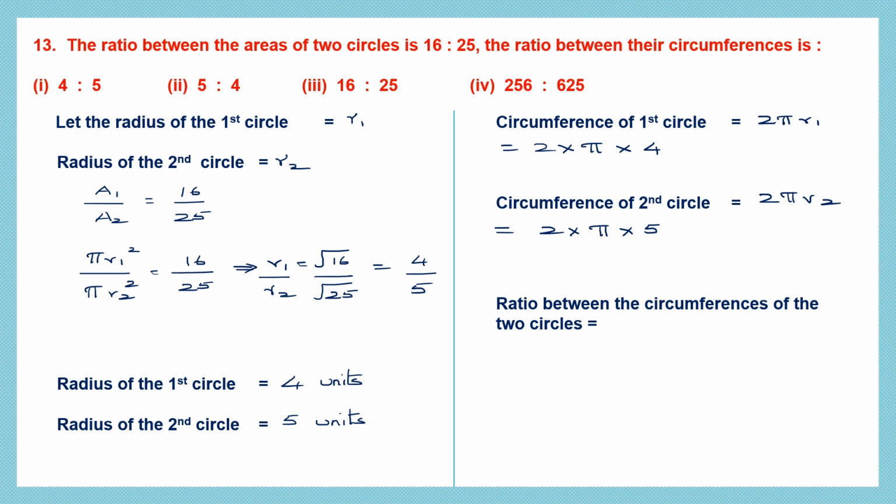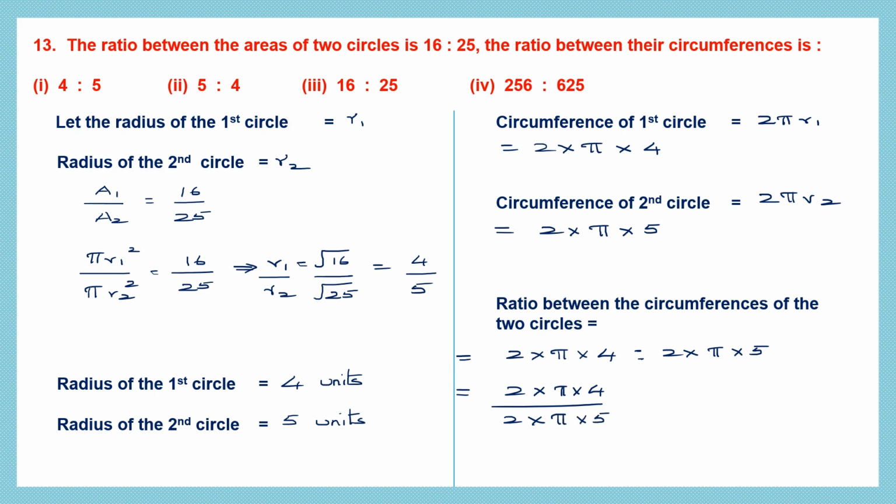So that will be equal to 2 into pi into 4. This is the circumference of the first circle, 2 into pi into 5. So we'll put this in the form of a fraction: 2 into pi into 4 divided by 2 into pi into 5.